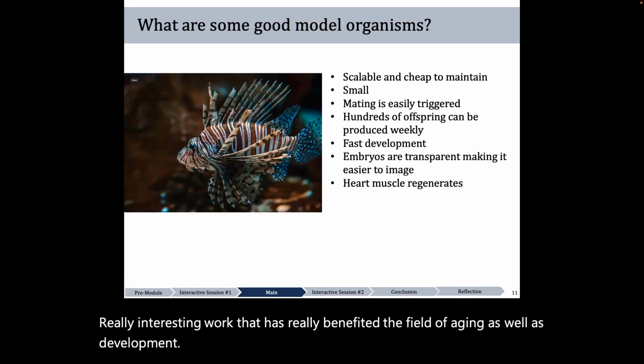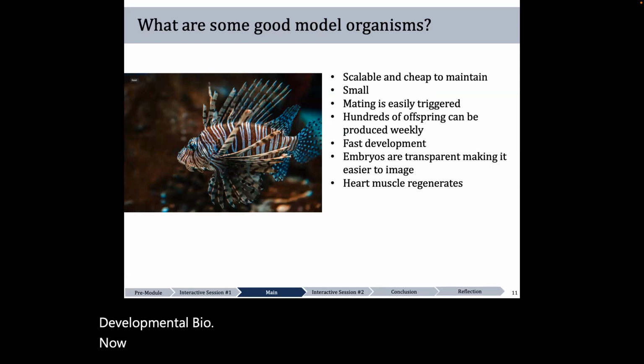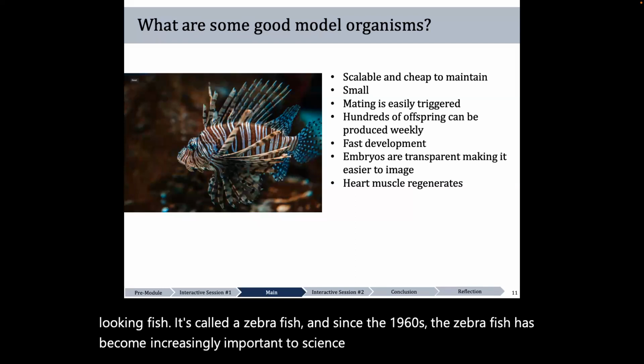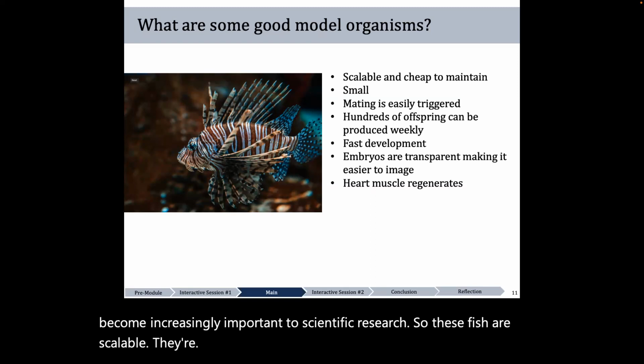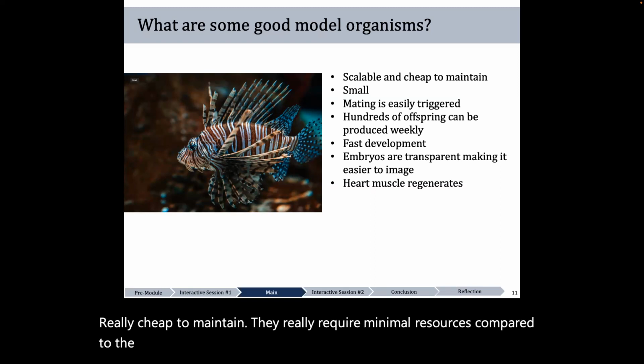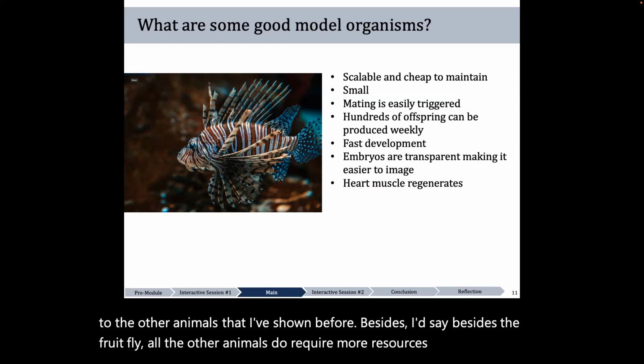developmental bio. Now, this is something that you might not have seen before, but it's a really cool looking fish. It's called a zebrafish. Since the 1960s, the zebrafish has become increasingly important to scientific research. These fish are scalable and really cheap to maintain. They require minimal resources compared to the other animals that I've shown before. I'd say besides the fruit fly, all the other animals require more resources than a zebrafish.